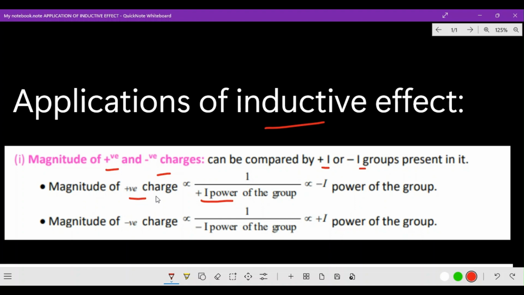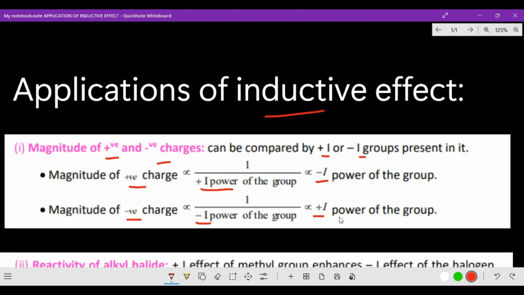The magnitude of positive charge is inversely proportional to the plus I power of the group and directly proportional to the minus I power of the group. In the same way, negative charge is inversely proportional to the minus I power of the group and directly proportional to the plus I power of the group.